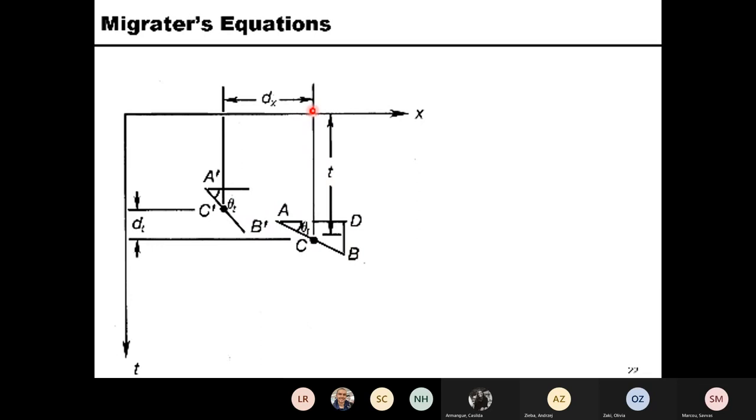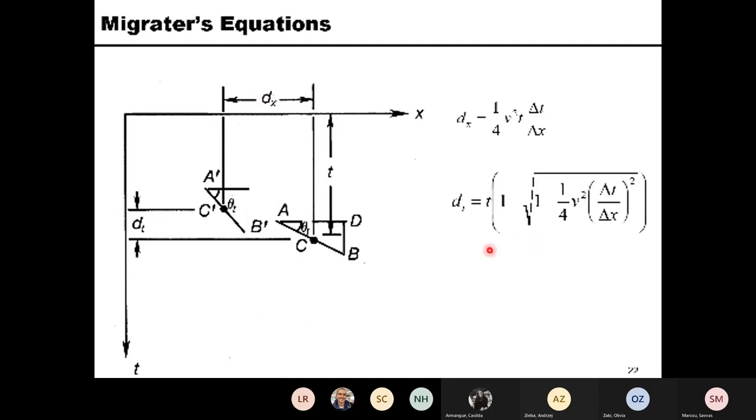The CMP point is here. After migration, this point moved to here, right? So just same as the previous diagram. The difference in terms of time, that's called delta t. The distance over here is called dx, right? So that was the formula summarized here.